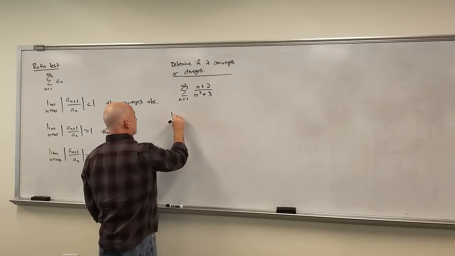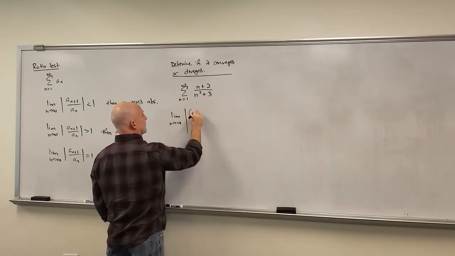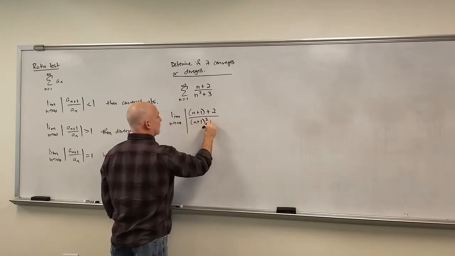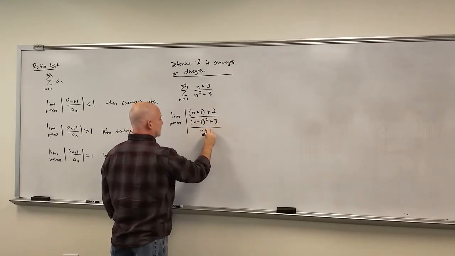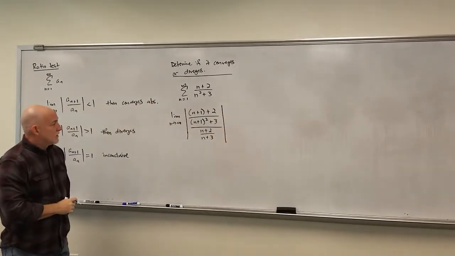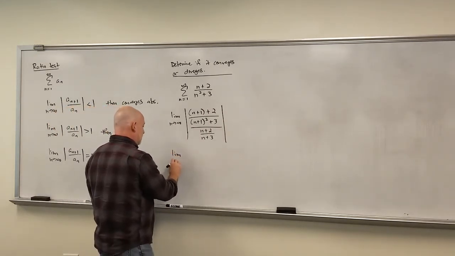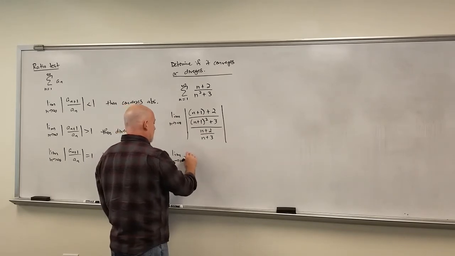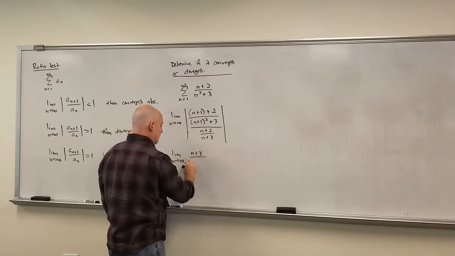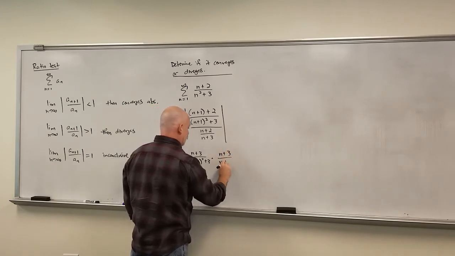So we would say the limit as n goes to infinity, absolute value of, let's see, it's going to be n plus 1 plus 2 over n plus 1 squared plus 3, all over n plus 2 over n squared plus 3. Again, since everything inside there is positive, we can get rid of the absolute values. Let's flip and multiply, so we get the limit as n goes to infinity. I'm going to combine those like terms, so that's going to be n plus 3 over n plus 1 squared plus 3 times n squared plus 3 over n plus 2.